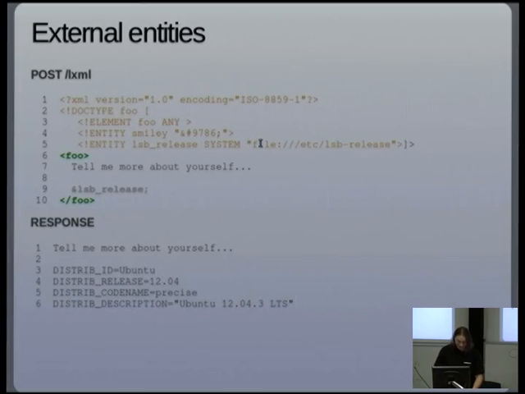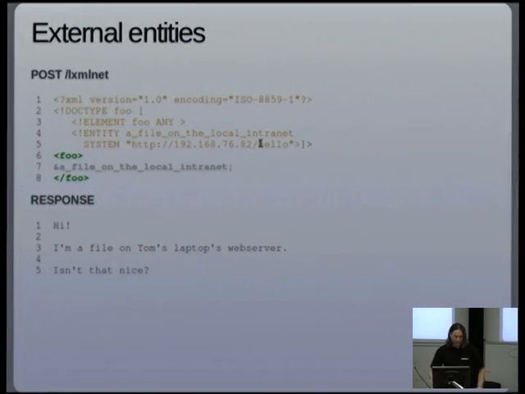That might not be a bad idea. And of course, it can read its own source code as well, if it's an interpreted language. But it doesn't have to be local to the file. So here is an external entity that is defined as a URI. And it can be any kind of URI.